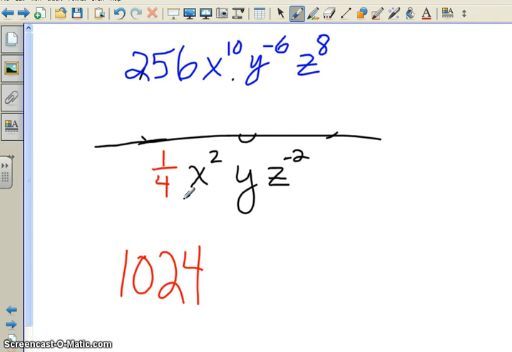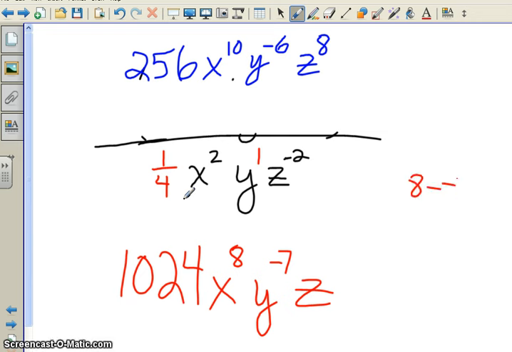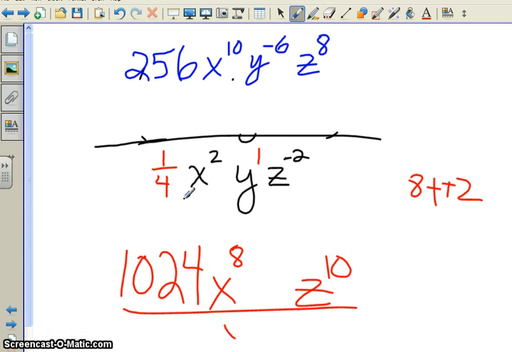Then my x's, I'm dividing here, so I need to subtract the exponents. 10 take away 2 makes 8. The y's, the bases of y, we've got a negative 6, take away 1, which makes negative 7. And on my z's, 8 take away negative 2 is actually adding the opposite. 8 plus positive 2 makes 10. And looking at this answer, we're almost done. The y to the negative 7th is actually 1 over y to the positive 7th. And there's my answer in simplest form.